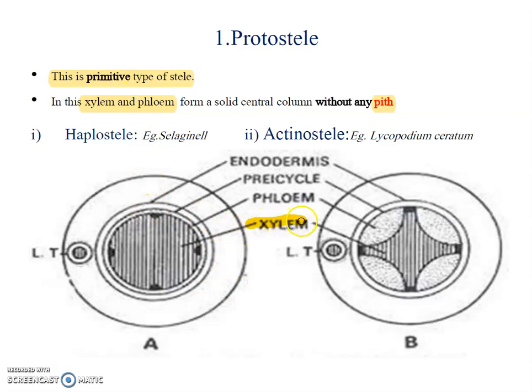Xylem is at the center. Here, these are the xylem cells, and the xylem cells are surrounded by the phloem. So these are the phloem. The outermost is the phloem. Such a type of stele is called haplostele. Example, Selaginella.